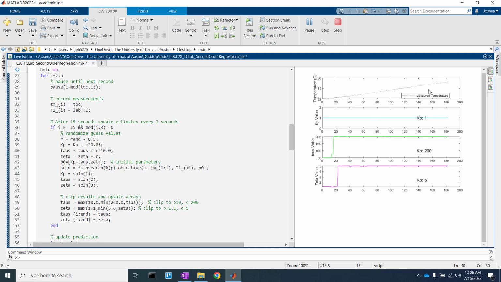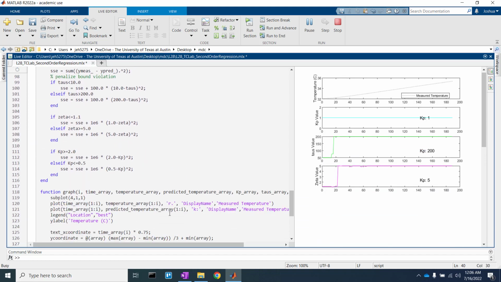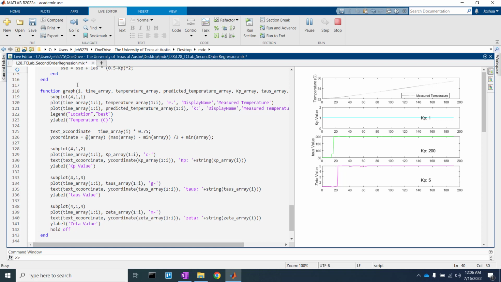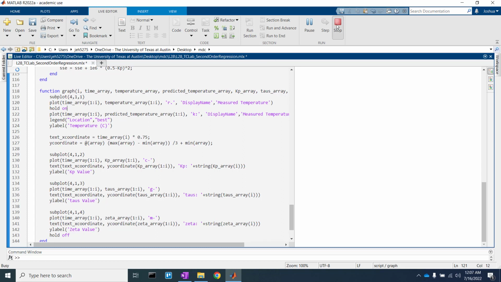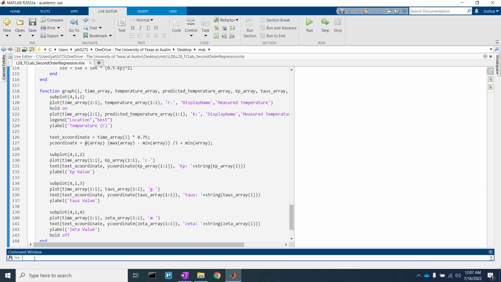Unless we're only graphing, I only see our measured temperature on here too. So let's go down to our graph one more time. Our arguments are I, the time array, temperature array. So we should have two things being graphed here, but there's no hold on. Classic. Stop it. Again, we're going to go lab.off and then clear lab.